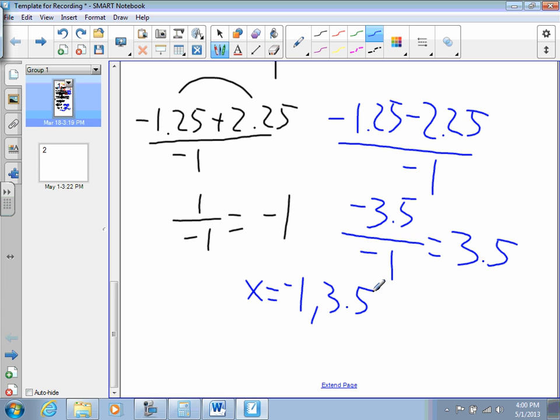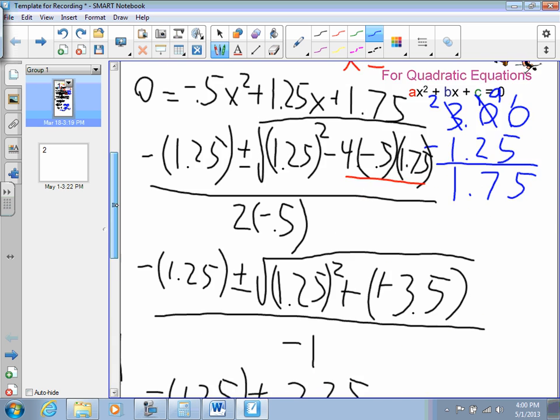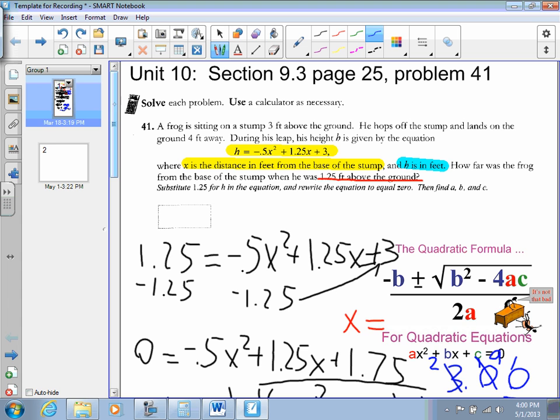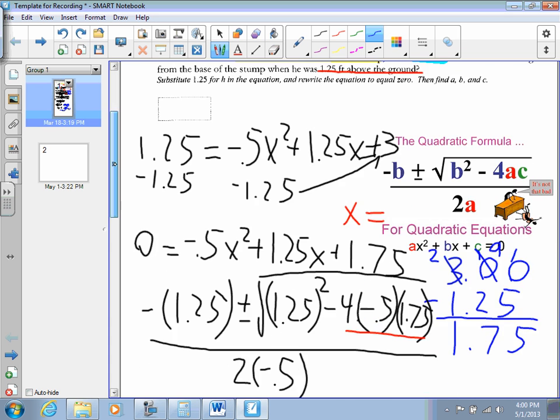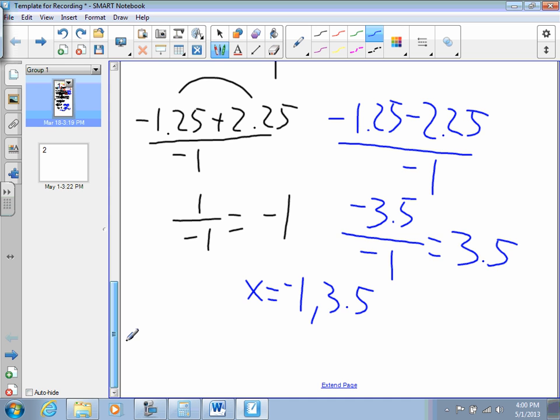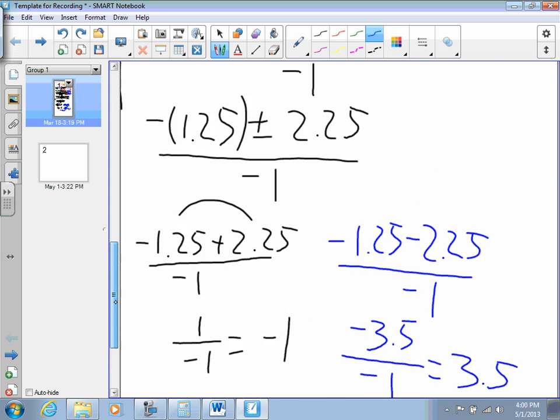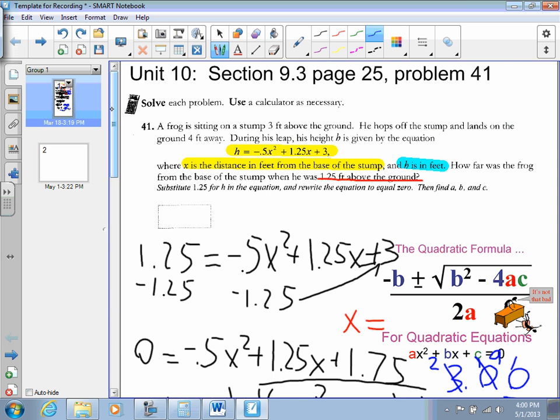We now need to look back at the original problem to see what makes sense. Okay, so we are finding how far the frog was from the base of the stump. Would it make sense for him to be negative 1 foot? No, a negative number doesn't make any sense. We need a positive number. So our answer is 3.5, or 3 and 5 tenths. And that's going to be feet.